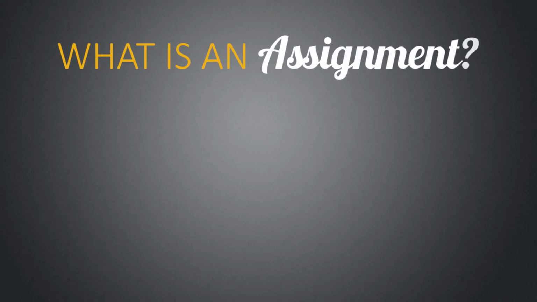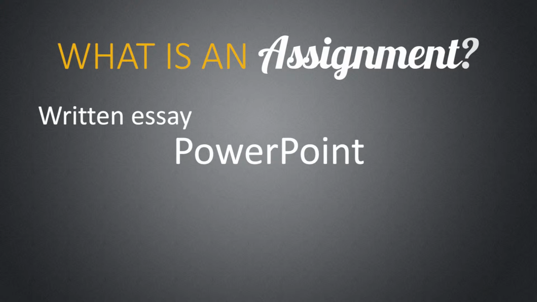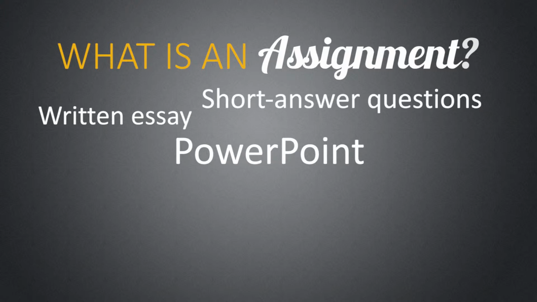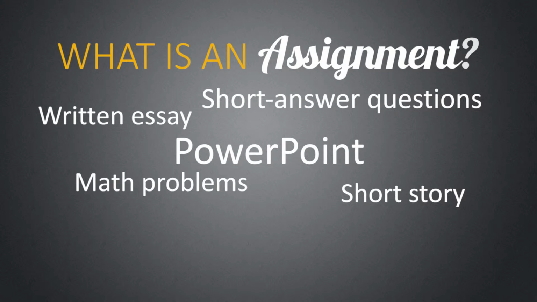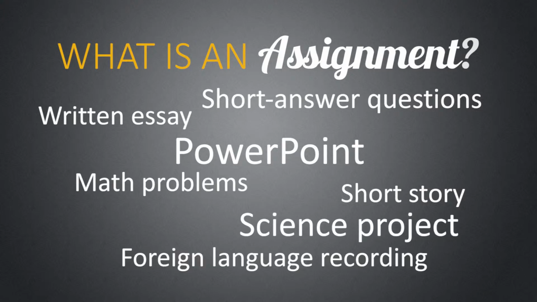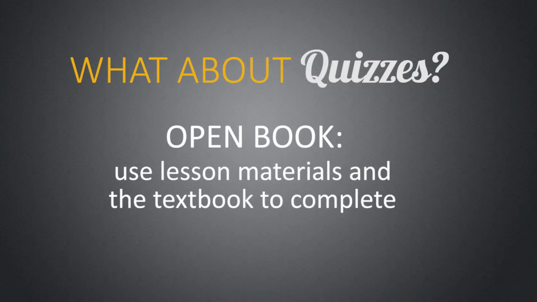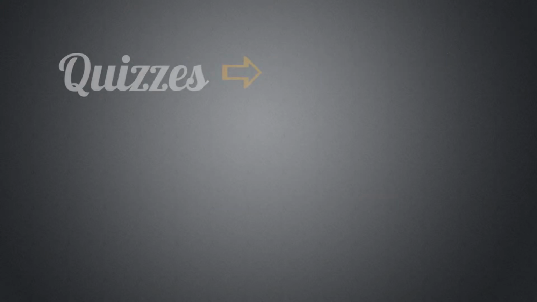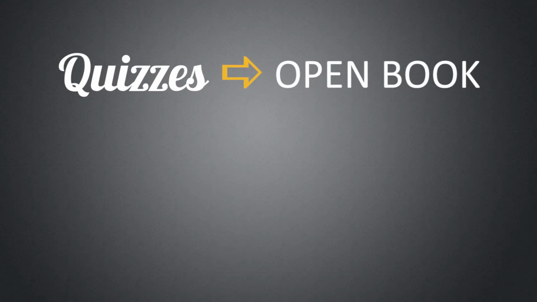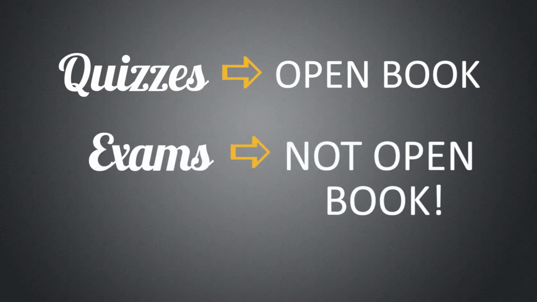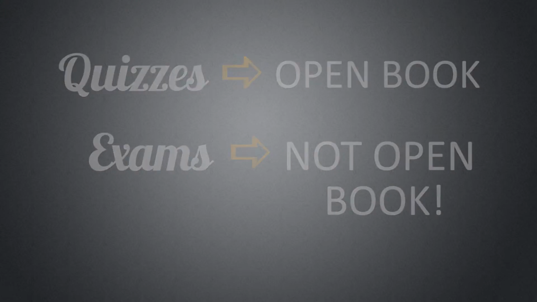A Mizzou K-12 Online assignment can be a written essay, a PowerPoint project, a series of short answer questions, a short story, a series of math problems, a science project, or even a foreign language recording. Students will usually have at least one assignment per lesson. Some lessons contain short quizzes instead, which are open book. Students can use the lesson materials and their textbooks to complete the quizzes. Both quizzes and assignments are different from exams in that exams are not open book. Exams are scheduled, proctored assessments.